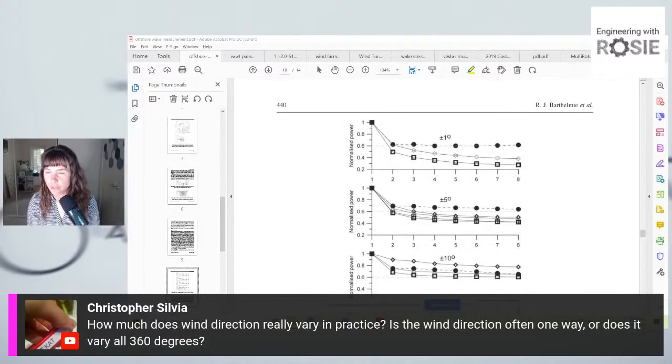From Christopher again: Sylvia, how much does wind direction really vary in practice? Is the wind direction often one way, or does it vary all 360 degrees? That is a really good question, and it varies. In some places the wind is nearly always in exactly one direction, and in those cases wind farms basically line turbines up in a row so they can be incredibly close together. If the wind always comes from one direction, they're never going to be in each other's shadow.